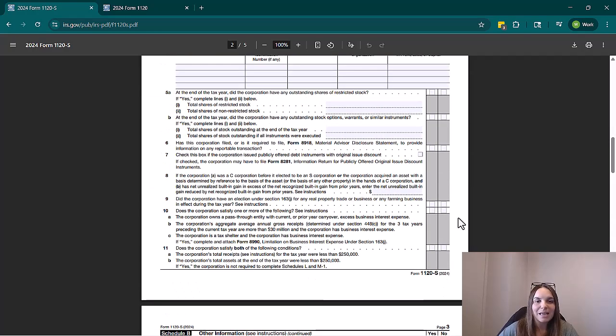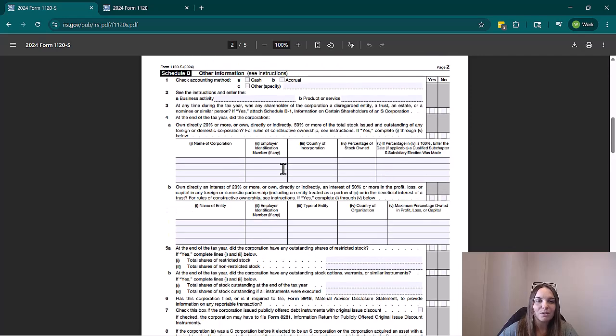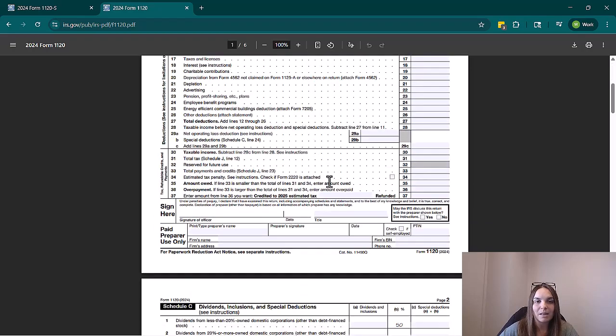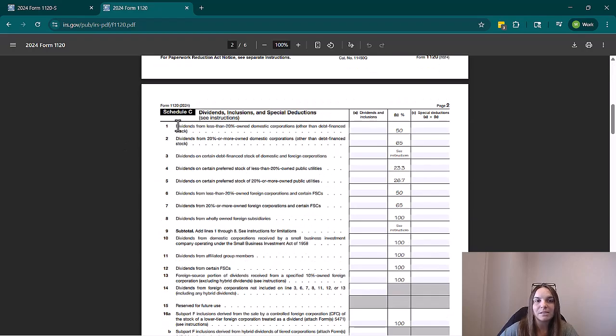So this is the S corporation tax return. And if you go up here, you're going to notice, did the company own 20% or more or 50% or more of the total stock of a business? And then you may need to know the amount of revenue that was generated from these closely held companies. Same thing on Form 1120 for C corporations: dividends from less than 20%, dividends from 20% or more. So you need to divvy these out.